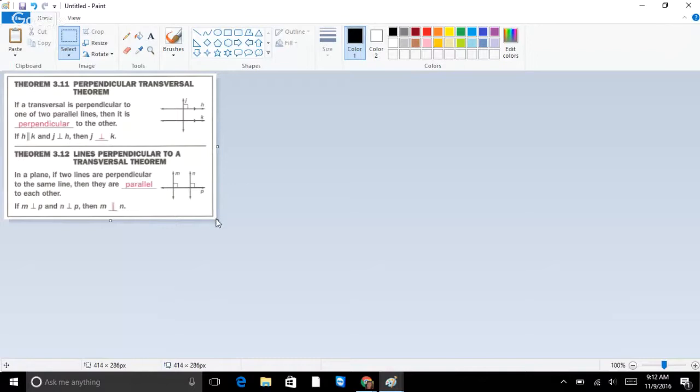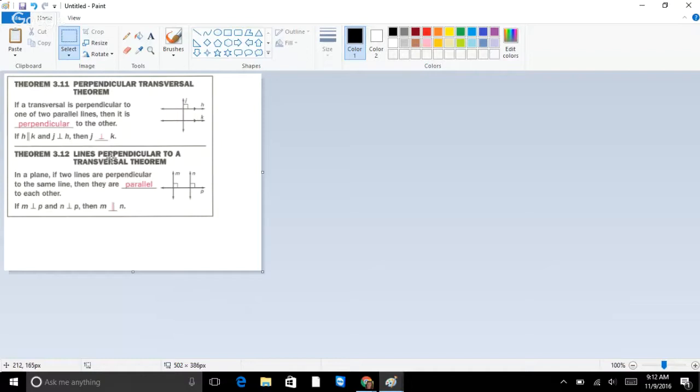Let's see if it'll let me make these a little bigger. Oh, nope, just the size of that. So let's just review these two. Again, they're not going to be in your chapter 3 notes, but you should put these into your theorem notes that you have. Okay, so the two theorems are 3.11, which is the perpendicular transversal theorem.